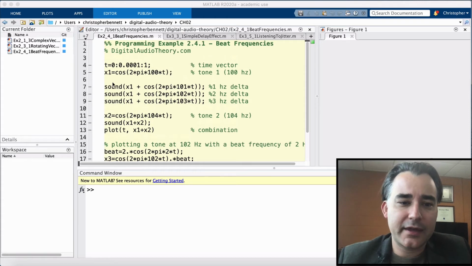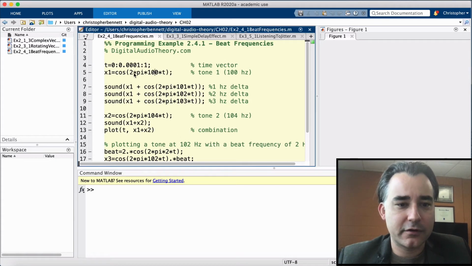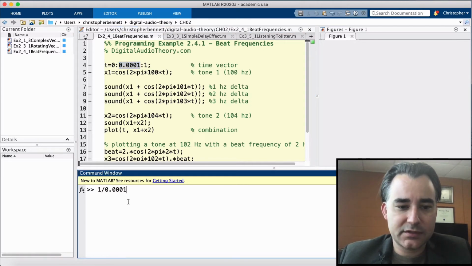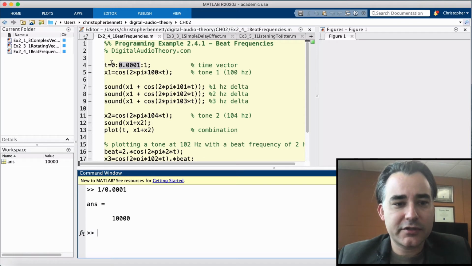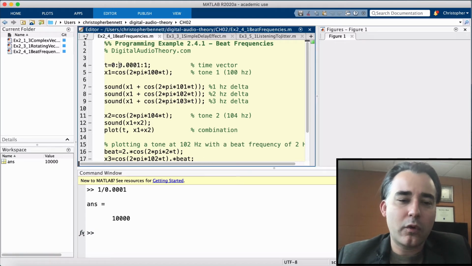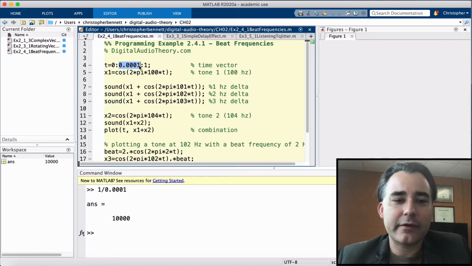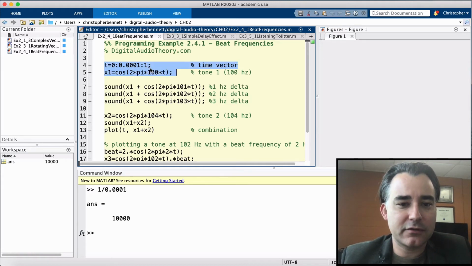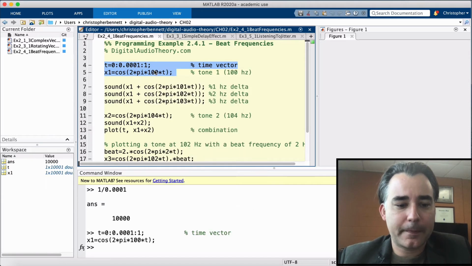Let's begin with a cosine of 100 hertz here. 2 times pi times f times t. Now we're going to have a sample rate here of 1 over this number, 10 kilohertz. So we're going to start at time 0, and every 1/10,000th of a second, or every 0.1 milliseconds, we're going to go all the way up to 1 second. So this is our sample rate, our time vector, and our very first signal, x1.